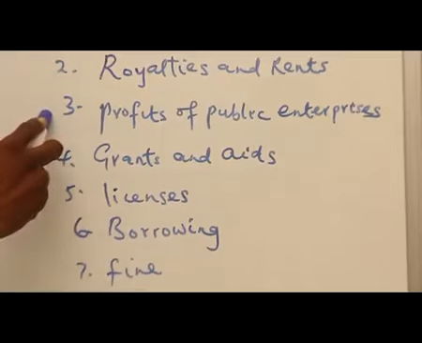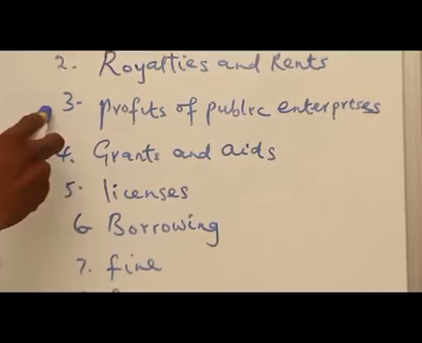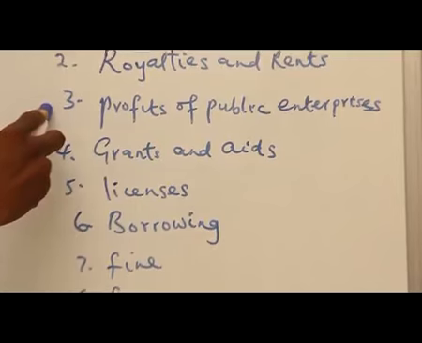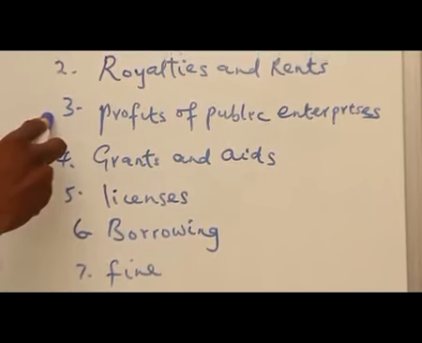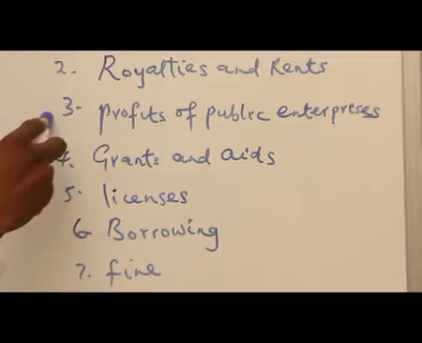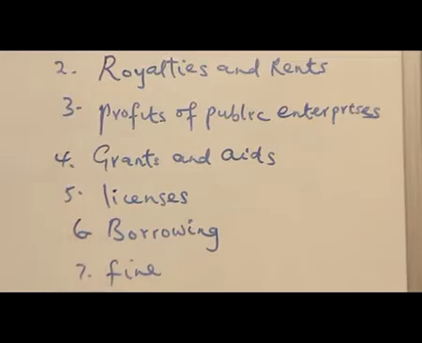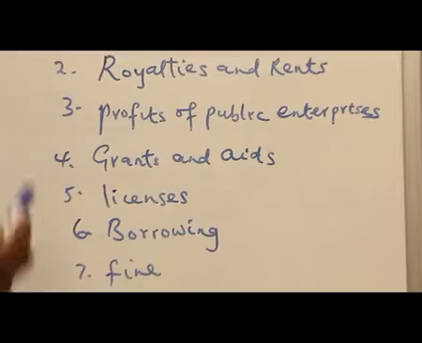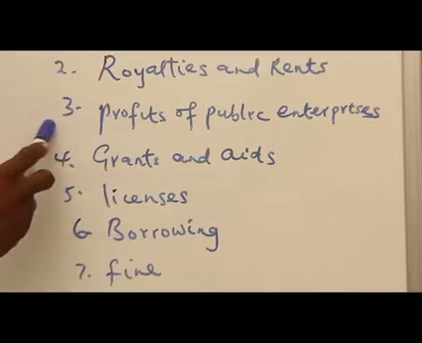From NNPC, from Nigeria Railway Corporation, from NTA, Nigeria Television Authority, Nigeria Radio Corporation. All the profit they derive from these is part of government revenue. So there are many public enterprises that government is running, and the profit they derive from these is one of the sources of government revenue.